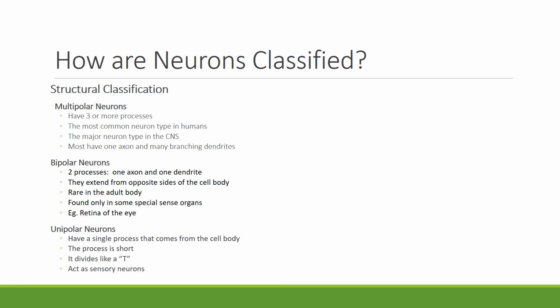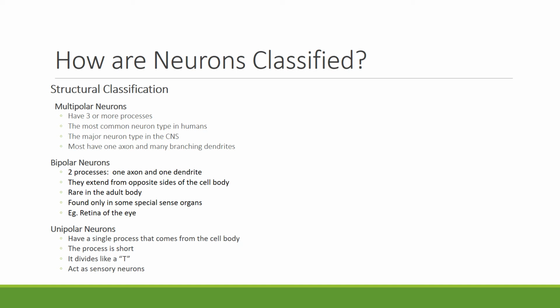Neurons can be classified in one of two ways, either structurally or functionally. Let's look first at the structural classification. There are multipolar, bipolar, and unipolar neurons. The prefix multi means many. Multipolar neurons have 3 or more processes. It's the most common neuron type in humans. It is the major neuron type in the central nervous system. Most multipolar neurons have one axon and many branching dendrites.